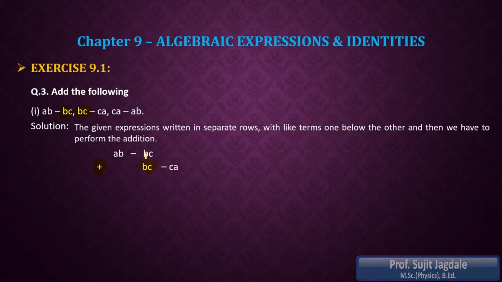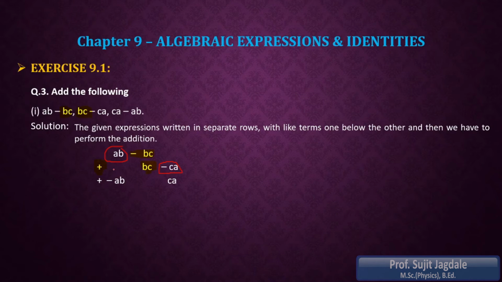BC will be written below the minus BC because they are like terms, and as AB and CA are not like terms, I am going to write them differently. They should not be written one below another. If any term is absent, then you can leave a blank space below that term. If you are not getting like terms, the remaining spaces will be kept blank, so do not write down anything.